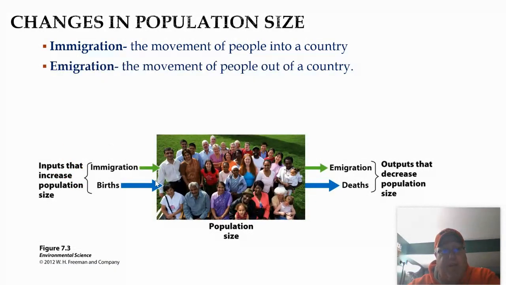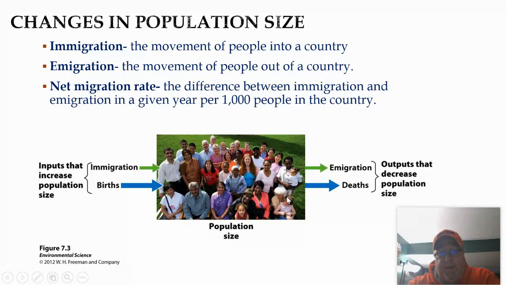All right, so I want to talk a little bit today about, again, population size and how they change. Last week, I think I mentioned a little bit about these inputs and outputs. If populations change, then there's going to be an imbalance of these inputs and outputs. The inputs are immigration and births. That's how individuals come into a population, and the outputs are emigration and deaths, which are the ways that individuals leave a population.